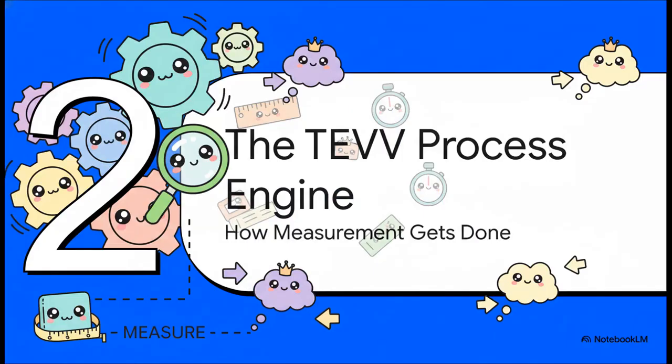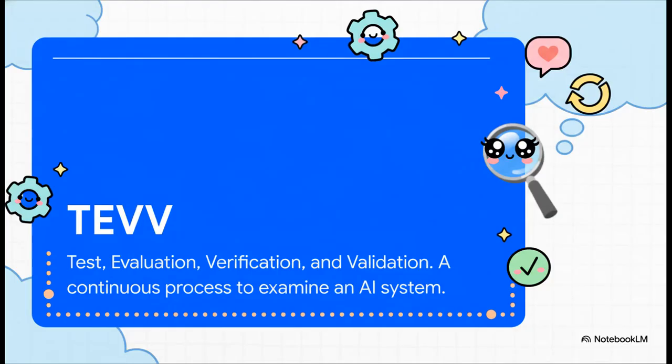Okay, so we've got the what. We know what measure is. But now let's talk about the how. If measure is the function, what's the actual process that powers it? For that, we need to zoom in on a really crucial acronym, TEV. TEV stands for test, evaluation, verification, and validation. This is the practical, hands-on work of measurement. And I gotta say, the most important word on this slide is continuous. This is not a final exam you take right before you launch. It's a constant series of checks and balances that are happening all the time.